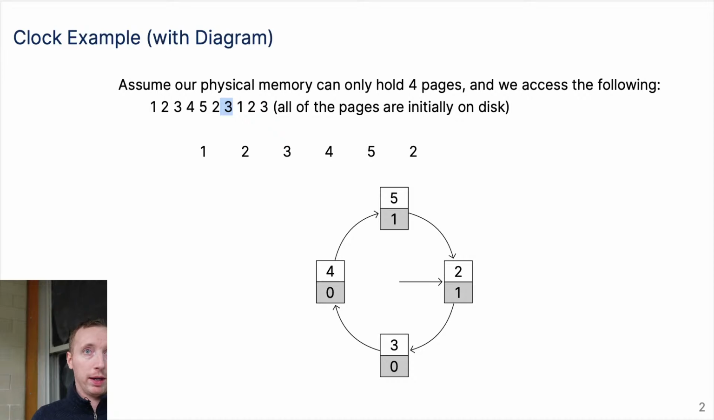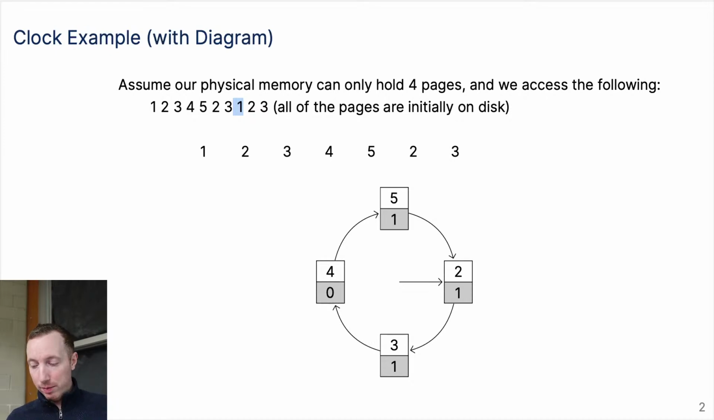Again, with page 3, currently its reference bit is 0, and we just referenced it, so we should change its reference bit to 1. Now after the access to 3, it would look like this. And again, on references, we're just trying to do the minimum possible, so that's why we don't touch the hand at all or do anything with that. We just set a bit if it's not already set.